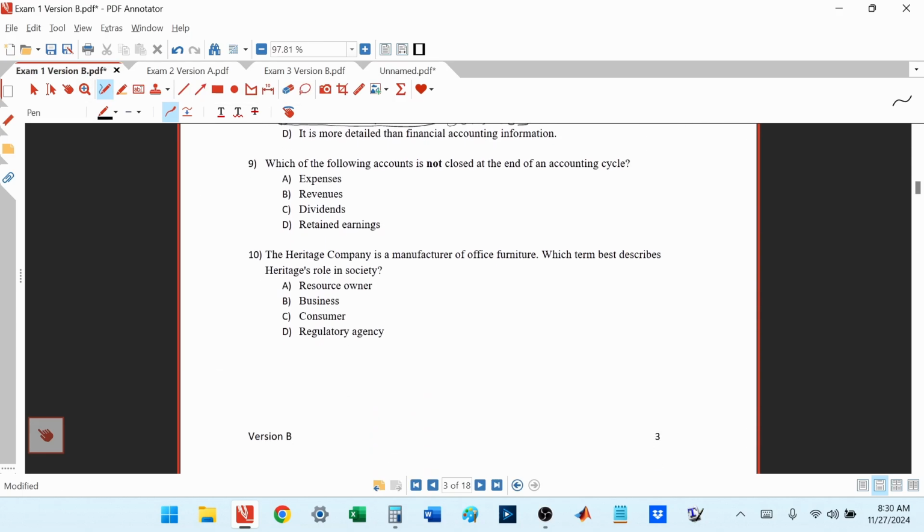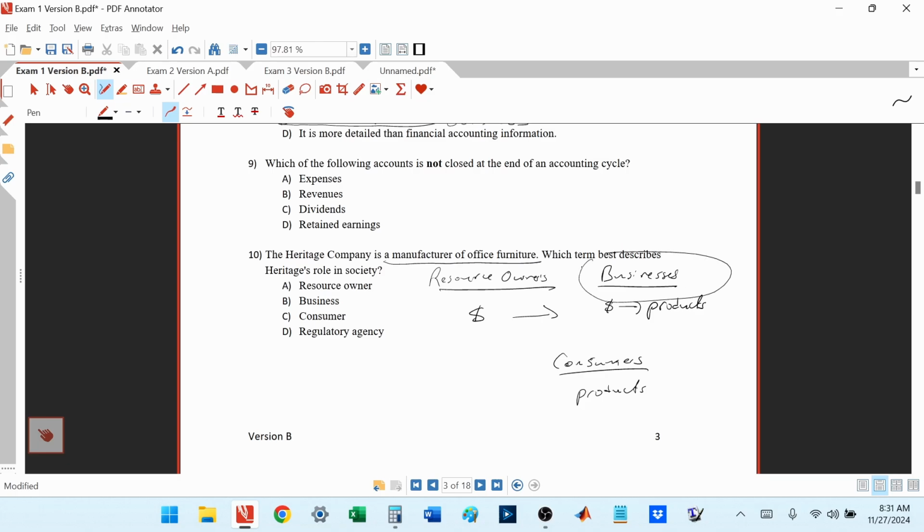Let's see. Let's do 10. The Heritage Company is a manufacturer of office furniture. Which term best describes their role in society? The PowerPoint slide that this is testing is that slide where we looked at the resource owners. These are the people who have the money. They give their money to businesses or companies. And the businesses take the money and convert it to finished goods, which they then sell to consumers. Consumers buy the products. And so, since the Heritage Company is making a product, then they must be a business.